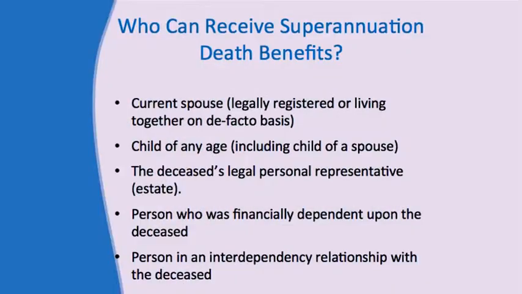So firstly, who's entitled to a death benefit from superannuation? There are restrictions on it. They're limited to your current spouse, whether that be through marriage or a de facto relationship. It can be a child of any age. It can also be your legal representative. So there are ways that we can have superannuation dealt with via our wills, but we have to make sure that we make that specific nomination, which I'll go through in a few moments.